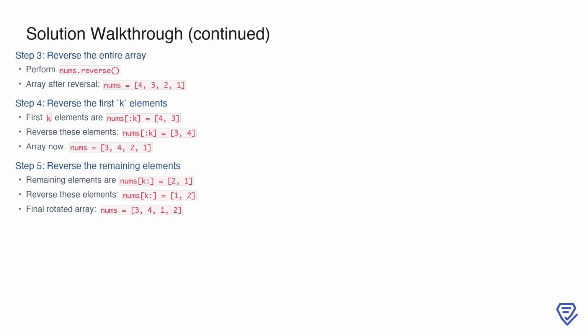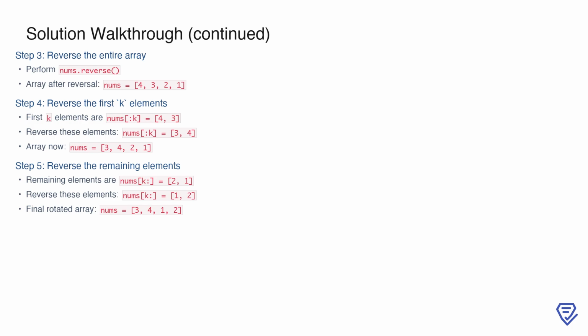After determining the adjusted value of k, we proceed by reversing the entire array. Reversing 1, 2, 3, 4 results in 4, 3, 2, 1. Next, we reverse the first k elements, which are 4, 3. Reversing this subset gives 3, 4, and the array updates to 3, 4, 2, 1.